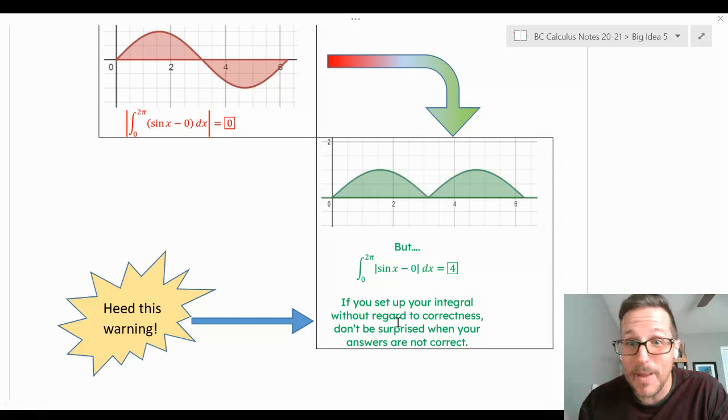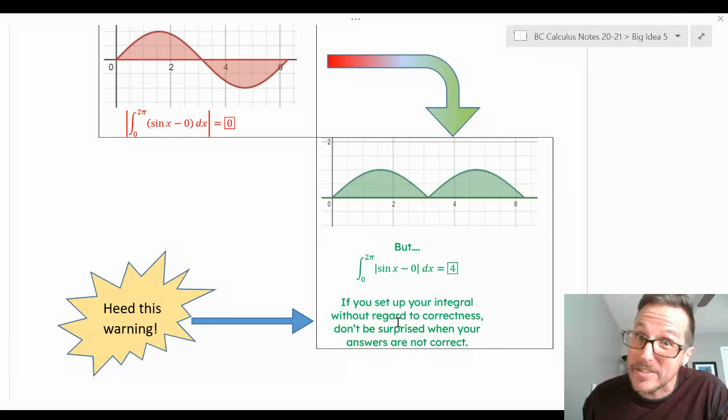If you don't worry about setting the integral up correctly, don't be so surprised when you get wrong answers. Heed that warning, ladies and gentlemen. You need to set things up right if you want to get them right. All right.